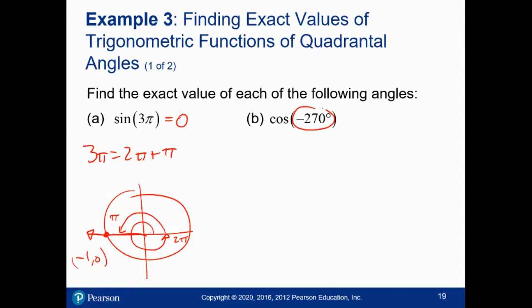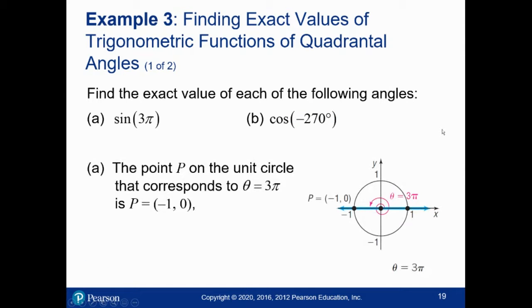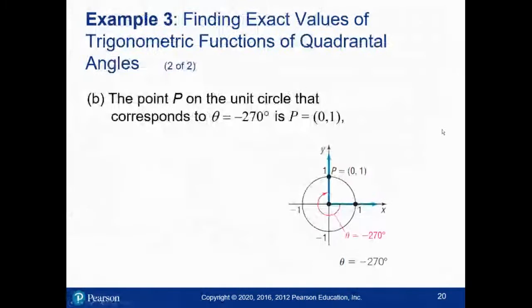Okay, so similarly, can you figure out where -270 degrees points? Okay, so here is exactly what we just did. For part B, -270 degrees, since it's negative, we go in the opposite direction, but I have 90, 90, 90. I have 3 full quadrants, so I'm now pointing straight up to the point 0, 1. So what's the cosine? It's the x-coordinate, which is also 0.